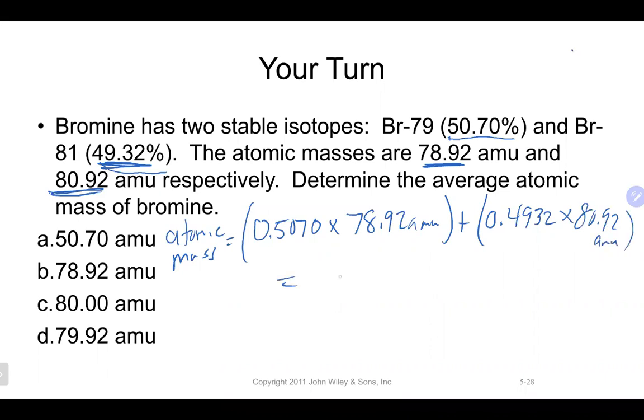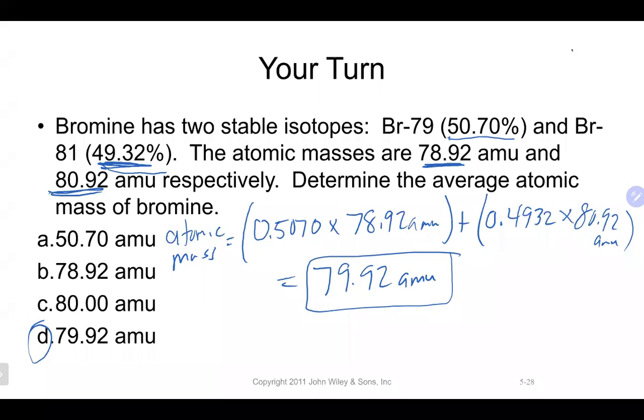And if we do all that good stuff, I believe we end up with 79.92 AMU, which looks like it would be D in this case. Any questions on that there? That is, again, if you look at bromine on the periodic table, pretty close to what we see up there, 79.90. Again, the difference is obviously the rounding of the percentages and stuff like that, but pretty close to how we get that number. Any questions on that?